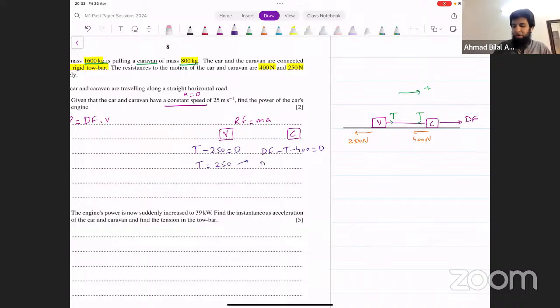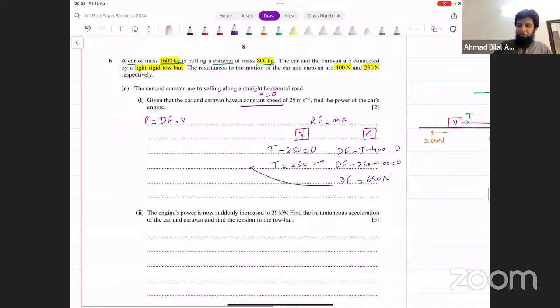And that gives you driving force minus 250 minus 400 equals 0. And the driving force turns out to be 650 Newton. Now, once you know the driving force, you can put that here. You can say power equals 650 into velocity, which is 25. And that should give you the power of the car's engine.